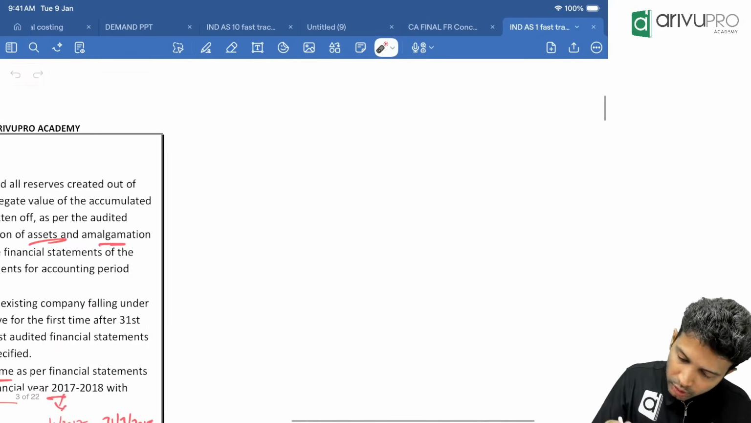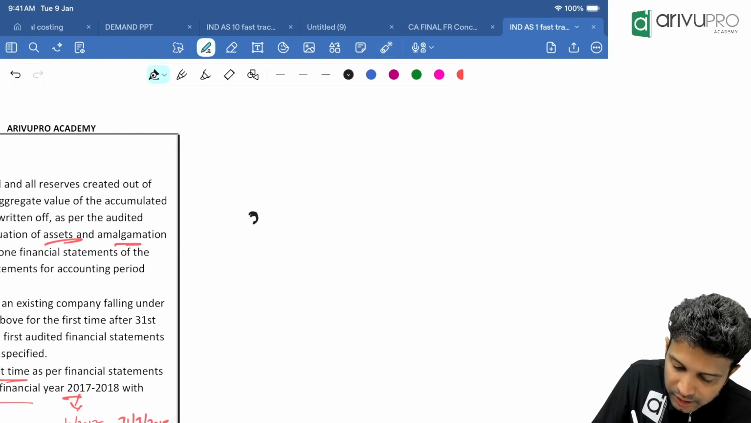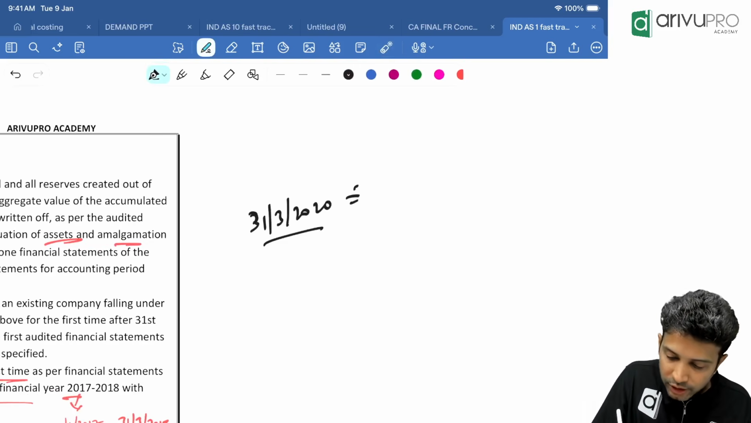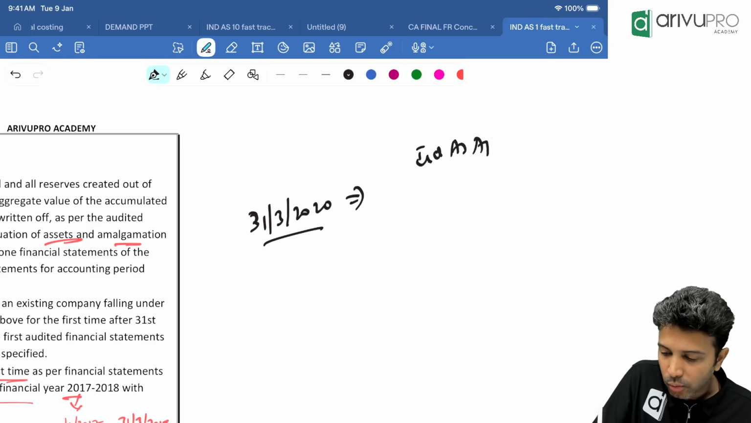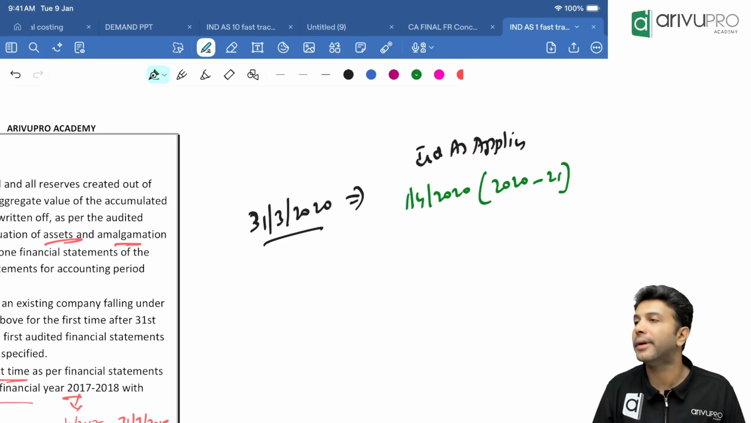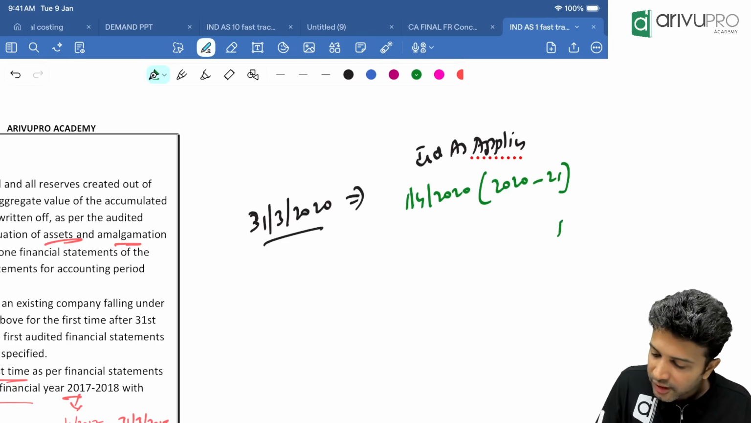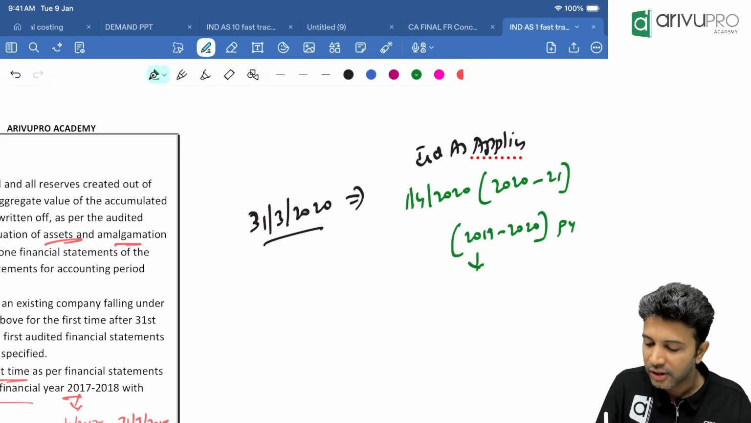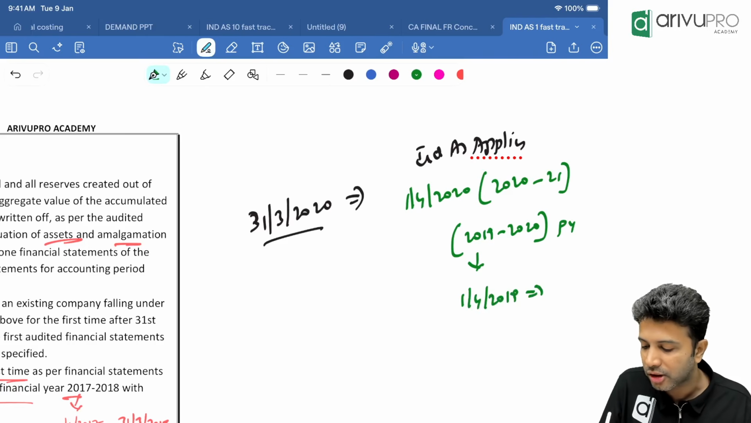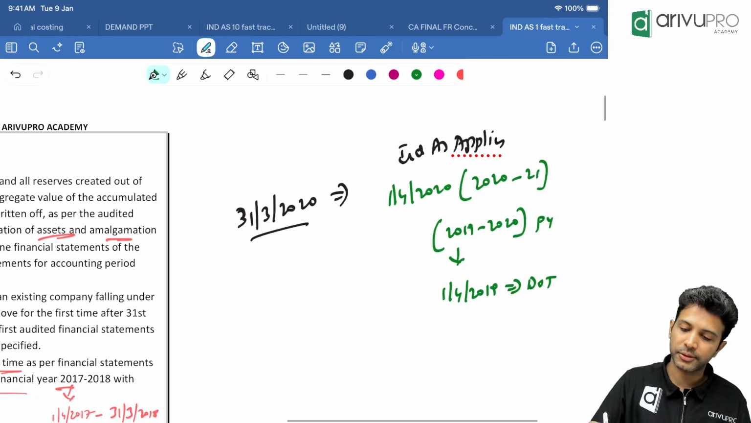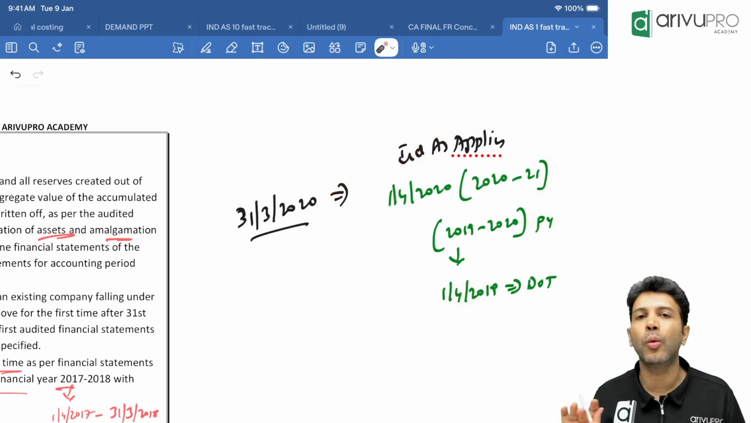Understood? Once again, suppose the net worth limit got satisfied on 31st March 2020, then you will have to apply Ind AS. Ind AS applies from what date? The very next day, which is 1st April 2020. That means the first time you need to apply Ind AS is for the 2021 year, along with the previous year's comparatives. The previous year's comparatives will be 2019-20. That means the beginning of the previous year, 1st April 2019, will be your date of transition for Ind AS 101 application purposes.